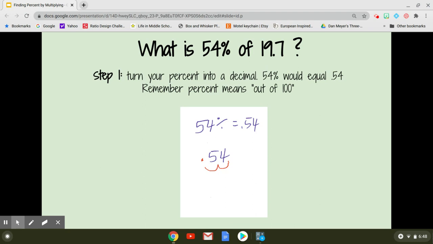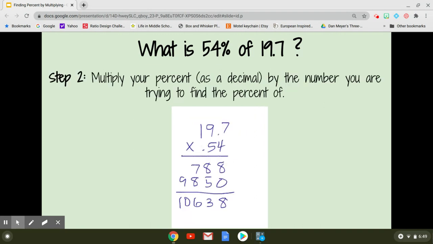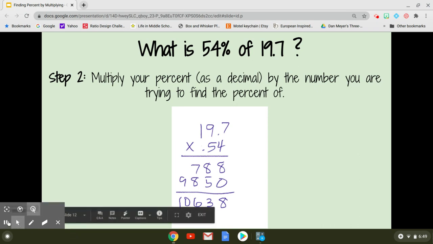Again, step one is turning my percent into a decimal. So 54% would equal 54 hundredths. I'm going to multiply it by the number that I'm trying to find the percent of. So 19 and 7 tenths times 54 hundredths. In this case, I'm again going to put those decimals to the side for the moment, and I would get 10,638.